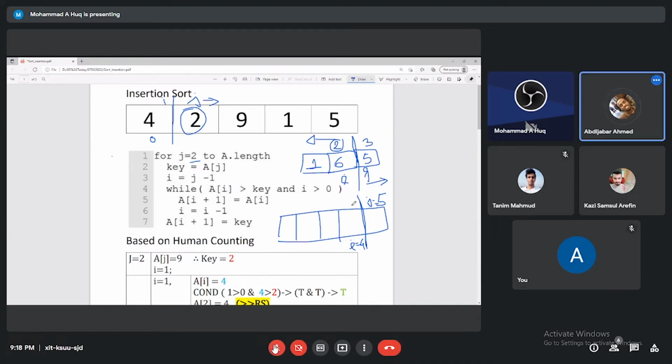This is left, this is right. So which direction will it move? Left, sir. Right to left. You have to say right to left, yes? Or you can say that it will move to the left.